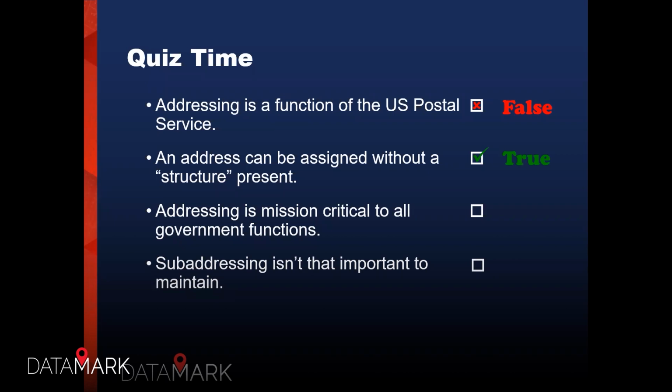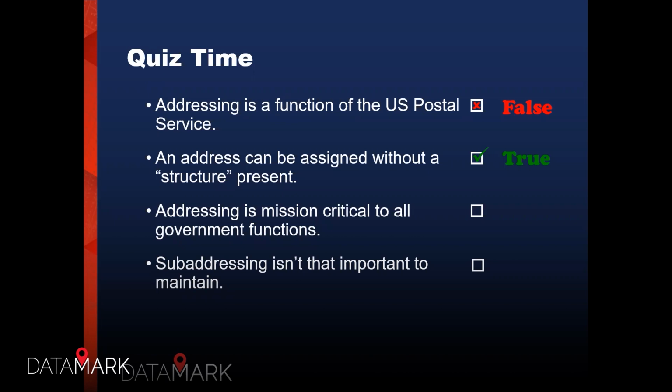An address can be assigned without a quote-unquote structure present. I've been a part of many debates on NENA working groups where this is the prompt for discussion. An address can be assigned without a structure present. Now, what is the definition of a structure? Does it have to have doors and windows to be a structure? Could it be a power transformer for emergency power to traffic lights? Could it be a power pole, perhaps? But addresses can be assigned without structures present. And that's basically what a situs address is.